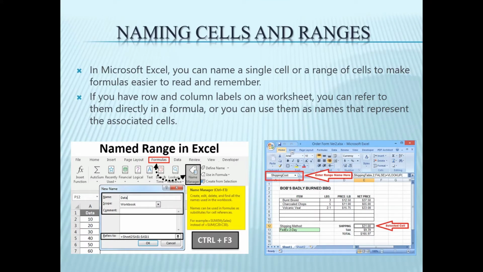In Microsoft Excel, you can name a single cell or a range of cells to make formulas easier to read and remember. If you have row and column labels on a worksheet, you can refer to them directly in a formula or you can use them as names that represent the associated cells. You will get to know more about this in the demonstrated video.